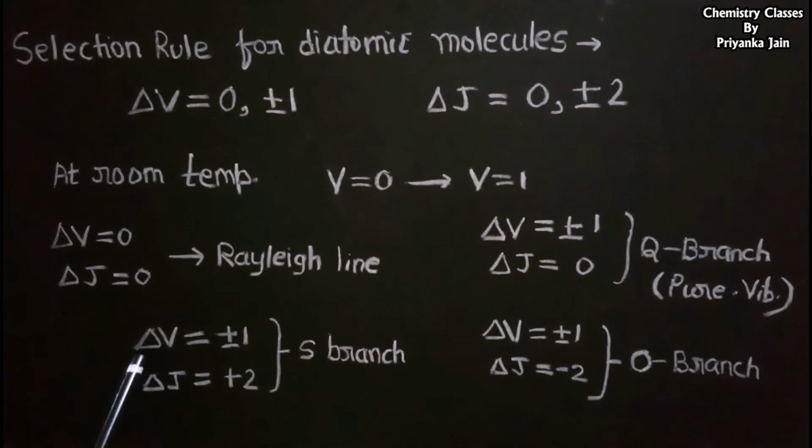Another condition is when ΔV is equal to ±1 and ΔJ is equal to +2, then we will get the S branch. And when ΔV is equal to ±1 and ΔJ is equal to -2, then we will observe the O branch of the vibrational rotational Raman spectra. So in the vibrational rotational Raman spectra, we observe 3 different lines. In the middle we will get the Q branch that is closely spaced, and in general we observe a single line in that case. And on both sides we will observe the S branch and the O branch.